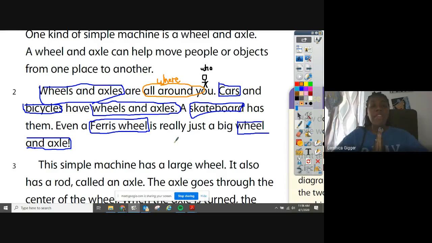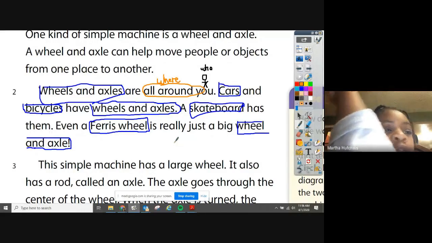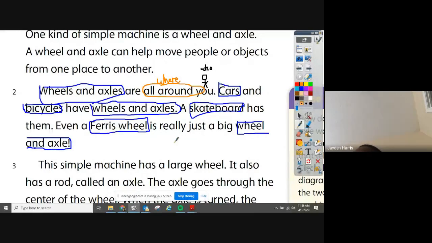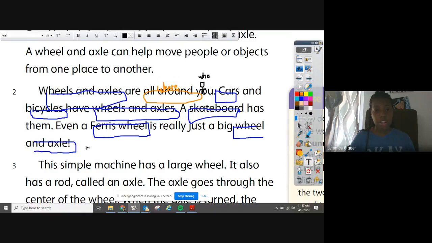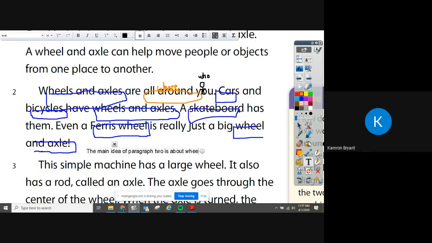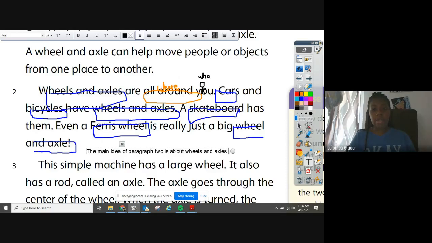So now let's think about the main idea. What is the main idea of this paragraph? What do we see the most in this paragraph? It's all talking about wheels and axles. It talks about wheels and axles the most. So the main idea, if I were going to type this out as an answer to a question: the main idea of paragraph 2 is about wheels and axles.